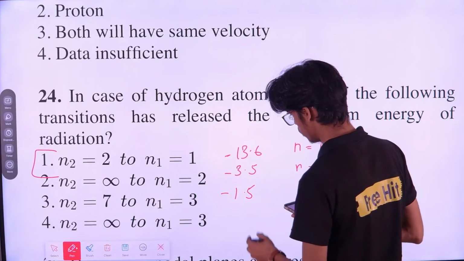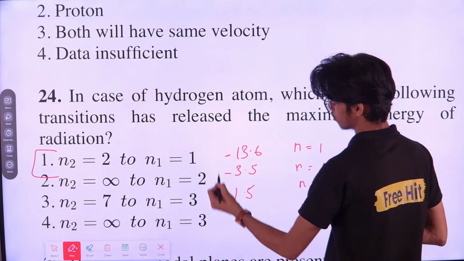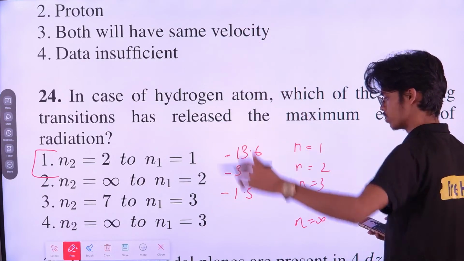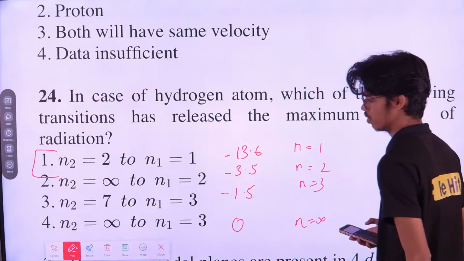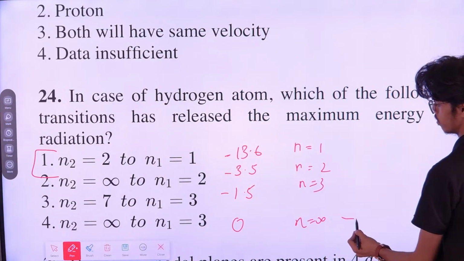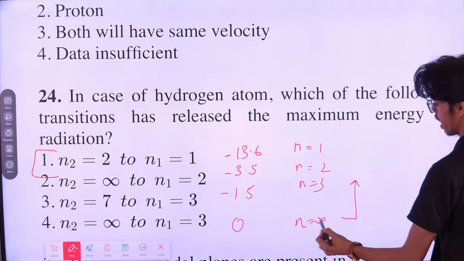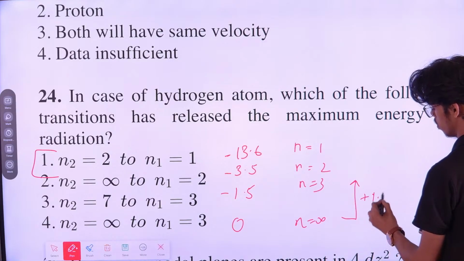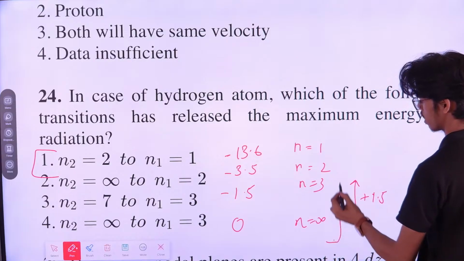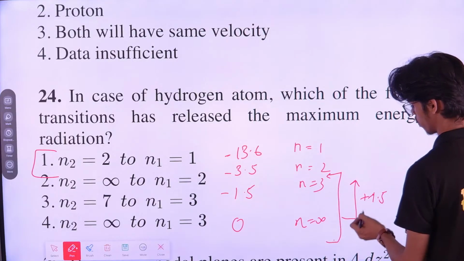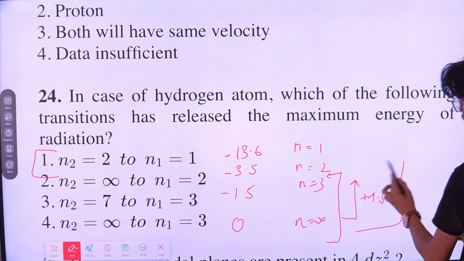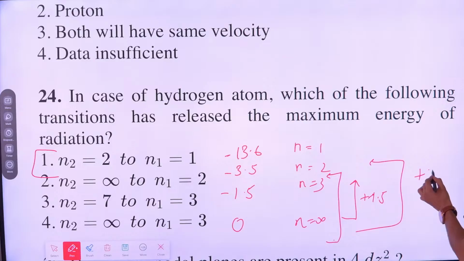Priya Jyoti, you are not right. If you see this gap, at n equal to infinite, obviously at the infinite position the energy will become 0. So if you go from infinite to 3, you need an extra 1.5 energy. If you go from 7 to 3, whatever the number is, it is lesser than 1.5. Now go from infinite to 2. It is 0 to 3.5, it means plus 3.5.